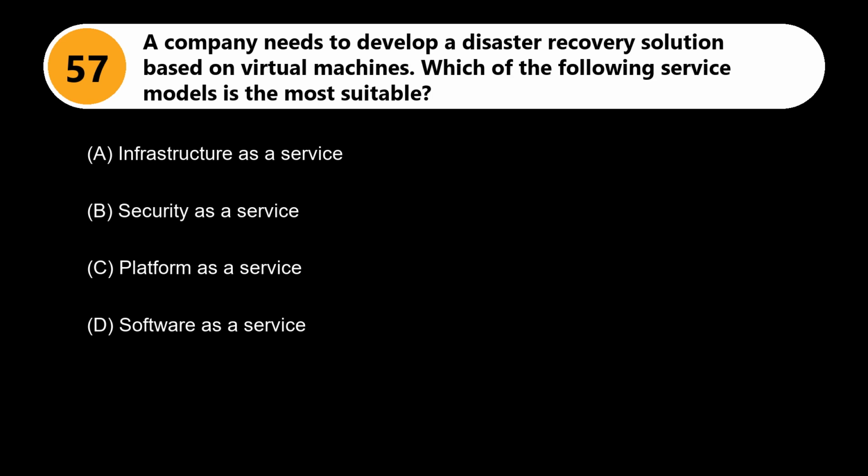Question 57. A company needs to develop a disaster recovery solution based on virtual machines. Which of the following service models is the most suitable? Option A, infrastructure as a service. Option B, security as a service. Option C, platform as a service. Option D, software as a service. The correct answer is option A, infrastructure as a service.